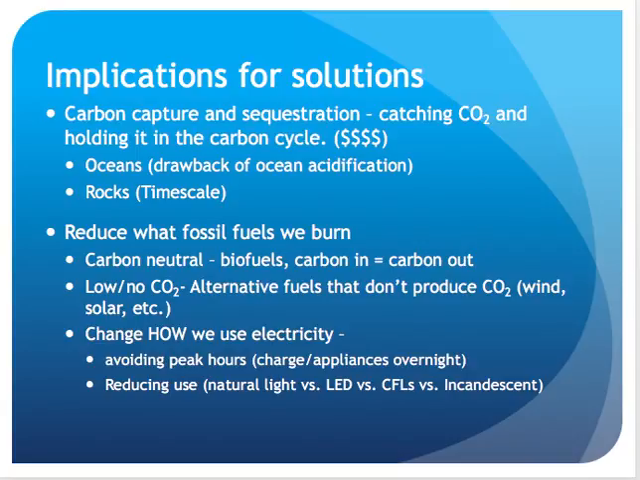And then finally, another thing you can do for a solution for carbon dioxide in our atmosphere is change how you use electricity. So things like avoiding peak hours, so trying to charge or use your appliances overnight rather than during the evening hours when everyone's getting home from school and work. Or reducing your use. Using natural light rather than LED lights, or LED lights rather than CFLs, or CFLs rather than incandescent. This is one of the reasons why we keep the lights off in 305 most days, because we are trying to do what we can in terms of sustainability of our school.